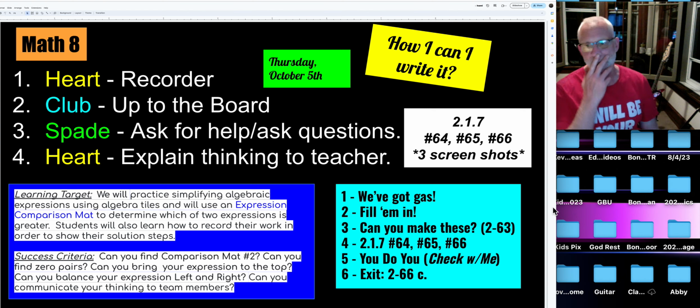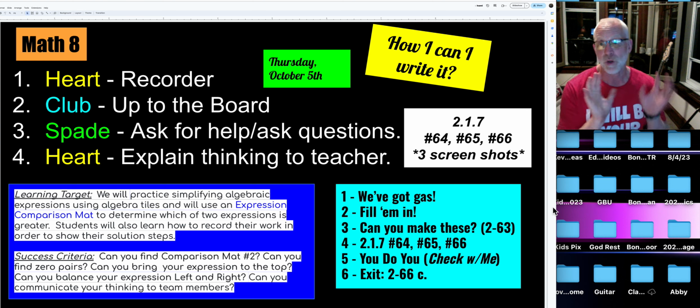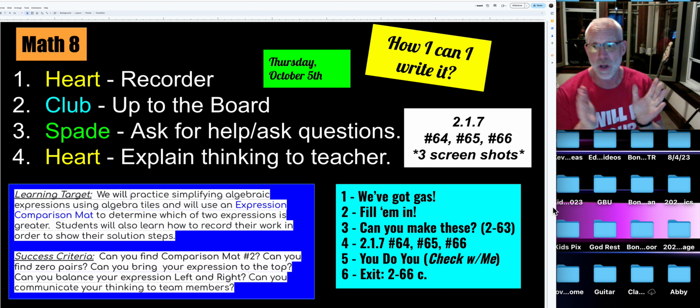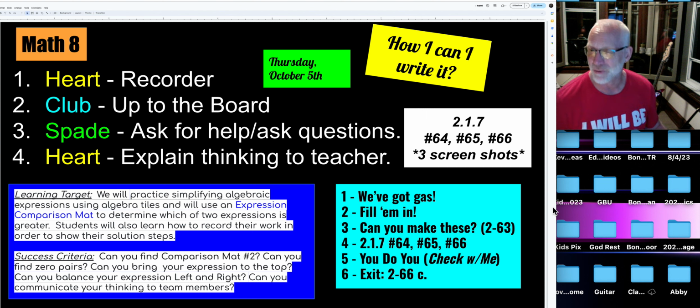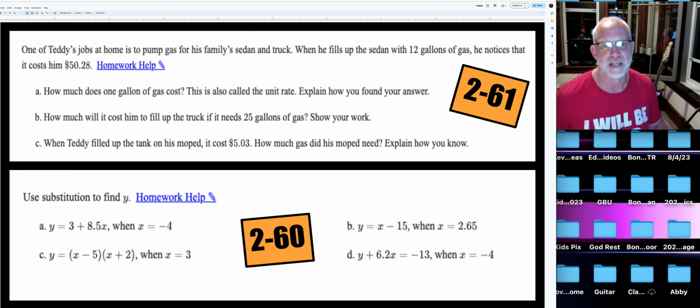So the first thing we did is we got in and we said, hey, we're going to do your homework right away. Let's go. Let's see how much homework we can get done in a short amount of time. Efficient, right? That's the key. 56 minutes of math every day is enough if you just get going and do it, right? So the first thing was, we've got gas.